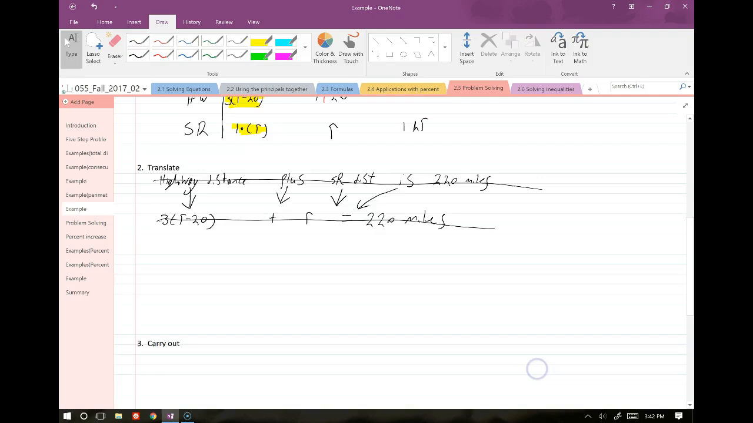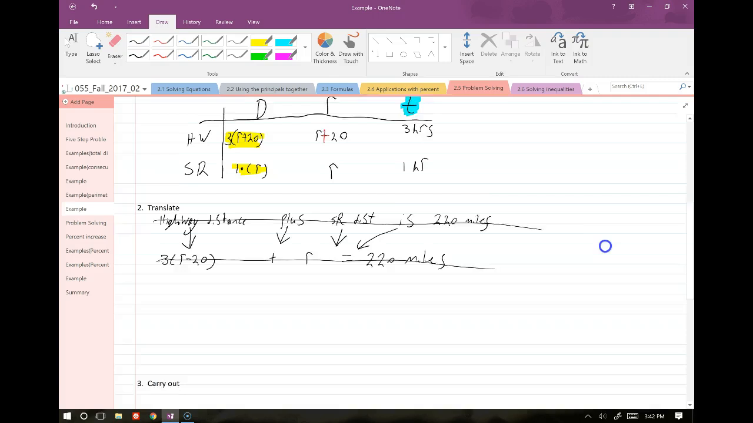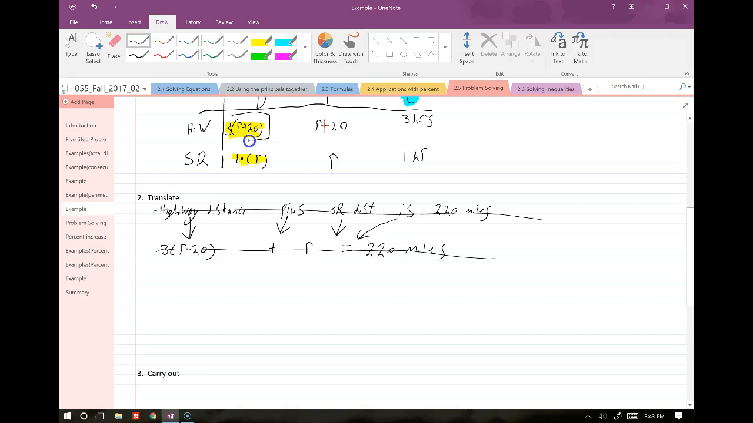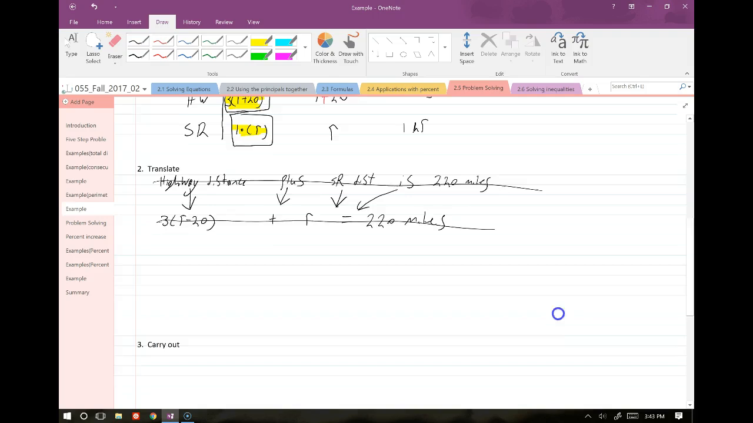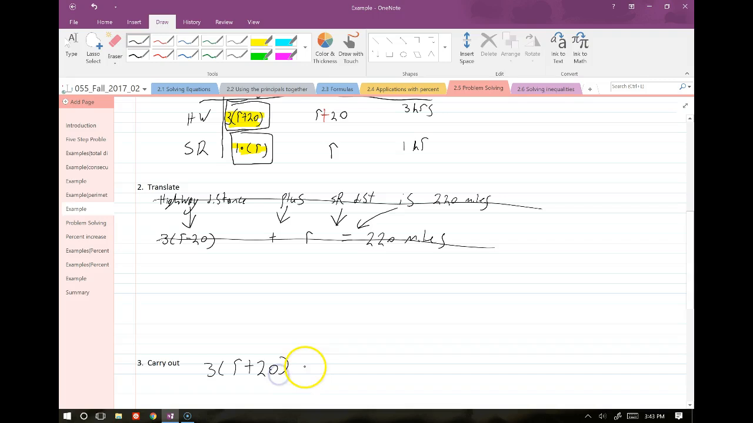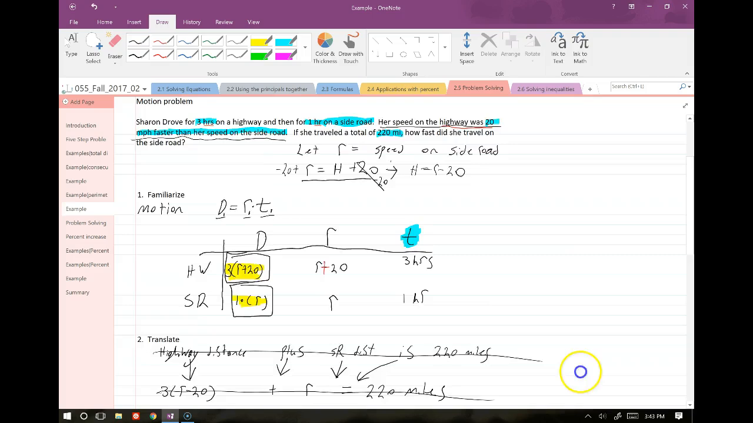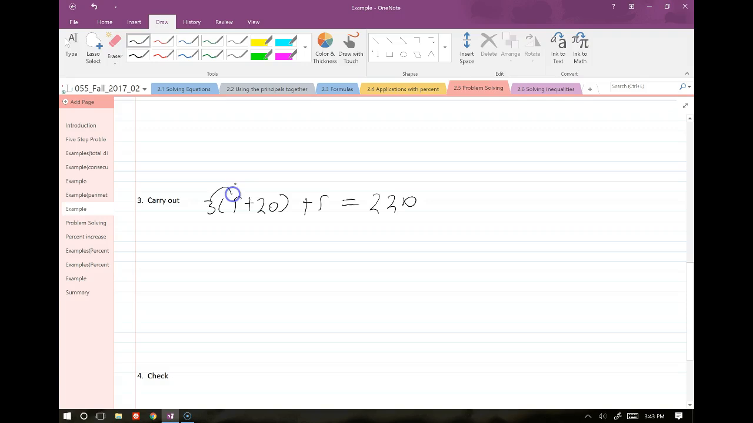All right. Well, right here's the translation, X plus 20. So anyway, the translation was completely wrong. So we'll start back over from the carry out line. If we had translated it right the first time, then we'd have these two quantities, and we would have 3 times R plus 20 plus R equals, what was it, 220. Okay, so once again, distribute in here, we get 3R plus 60 plus R equals 220, and then 4R plus 60 equals 220 still. Then we subtract 60 from both sides, and we get 4R is equal to 140.